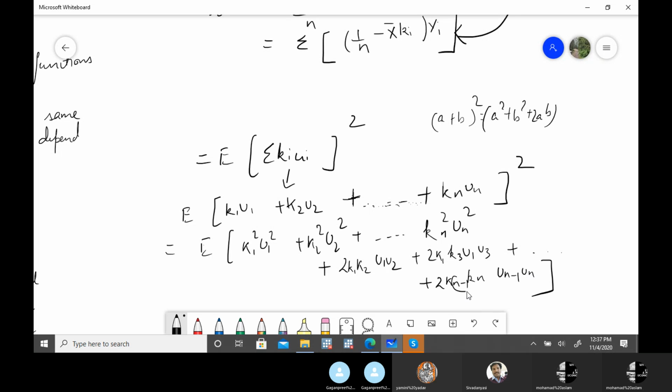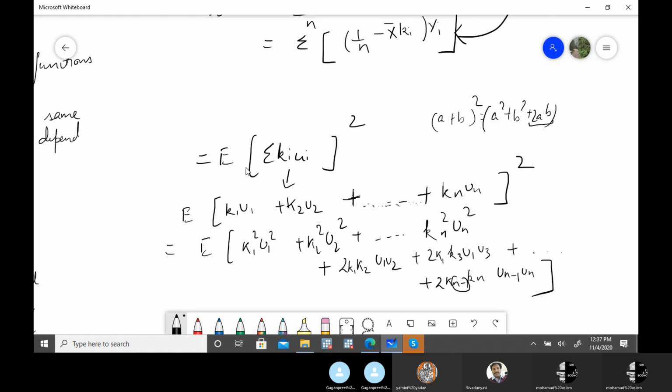Why n minus 1? Because we know that if we have 2 terms, then we have a single 2ab term. If you have 3, then you have 2 such 2ab terms. So that's always one less compared to the other terms, so it's still n minus 1.